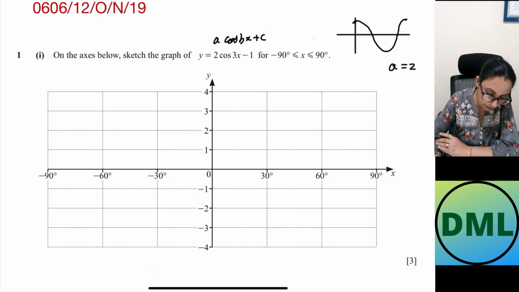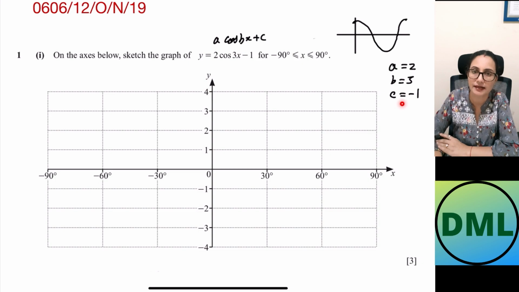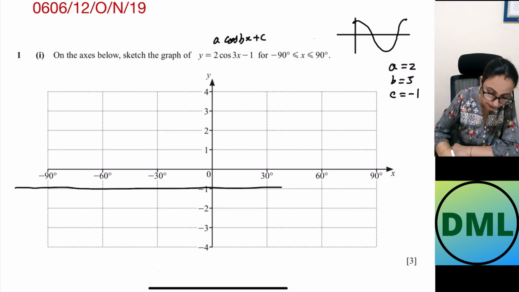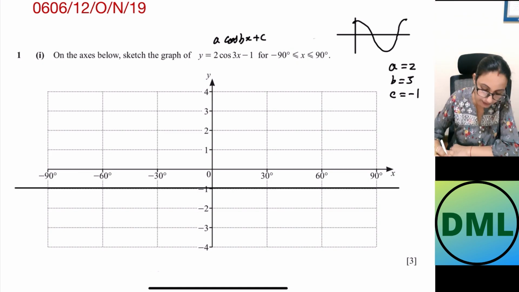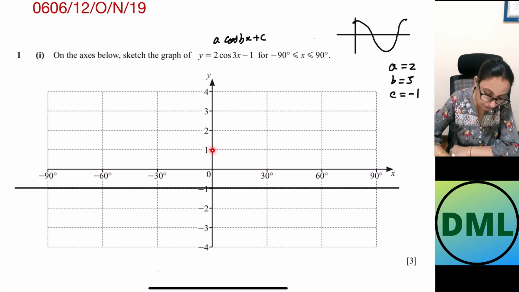So a is equal to 2, the value for b is equal to 3 and the value for c is equal to -1. What is a? A is our amplitude. What is c? C is our axis. That means our axis is at -1. Let's plot the axis first here. So this is my axis at -1. Let's plot it. It will go 2 units above the axis and 2 units below the axis because that is our amplitude here. So it will go from 1 and it will go to -3.